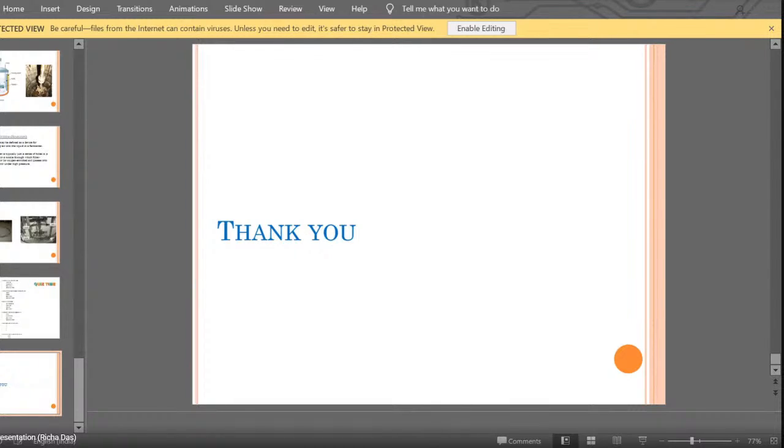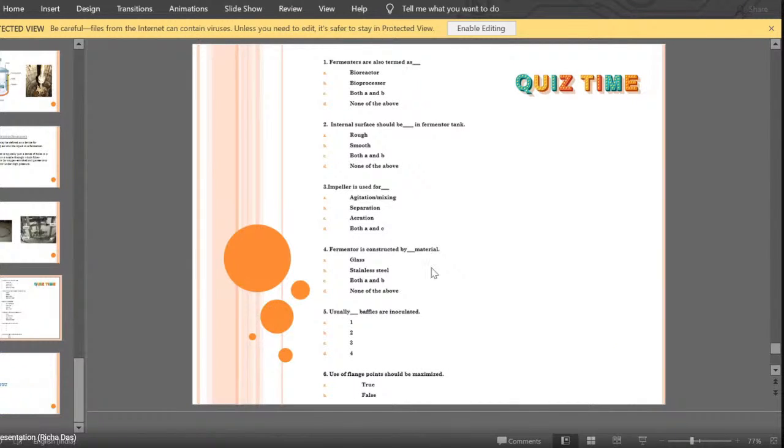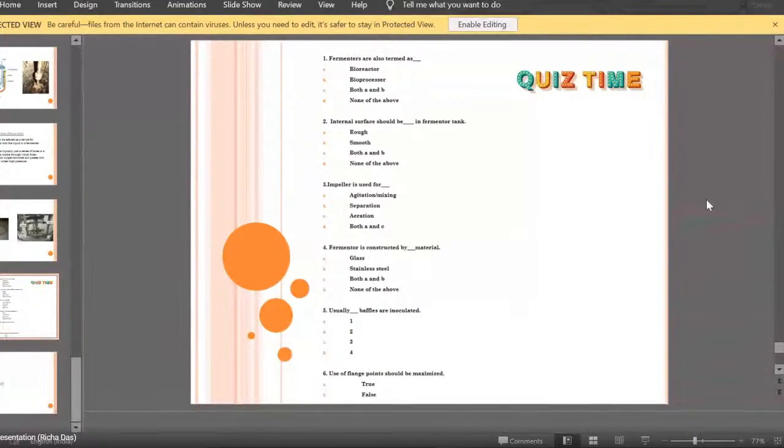I have one doubt regarding question number two. According to me, the fermenter should have the rough surface because the rough surface increases the surface area. And if the surface area increases, the activity of the microorganisms increases. So I think the answer should be rough. If it is smooth, please explain why.